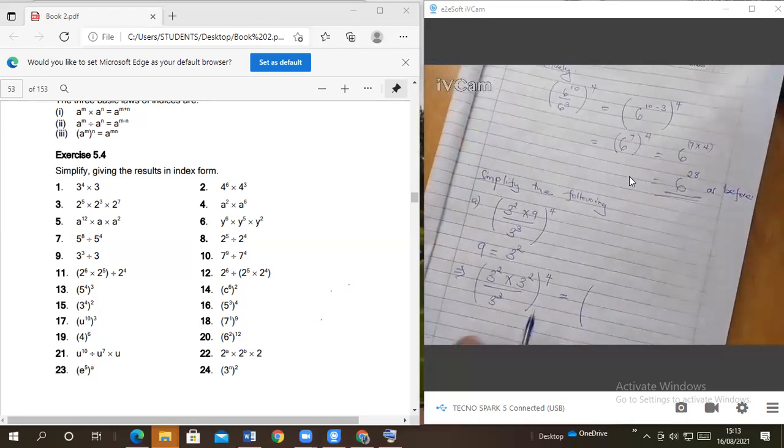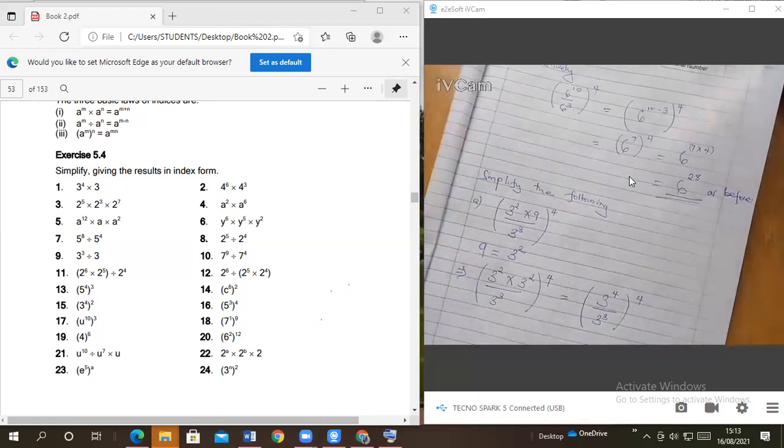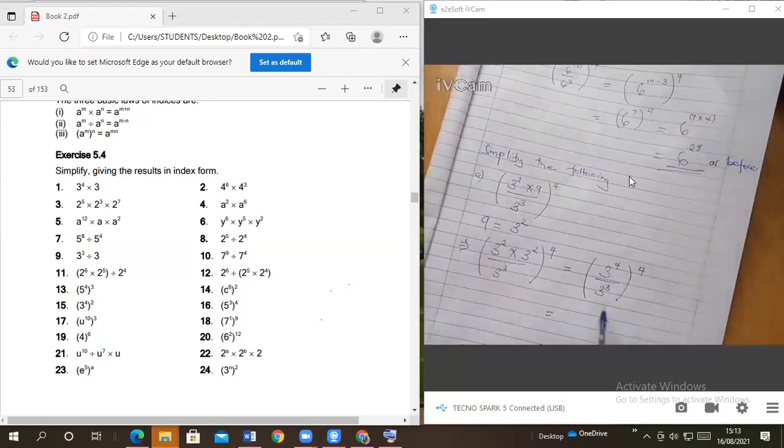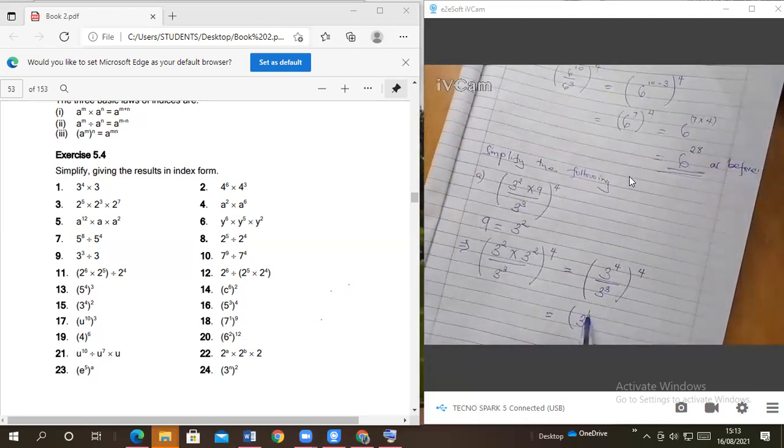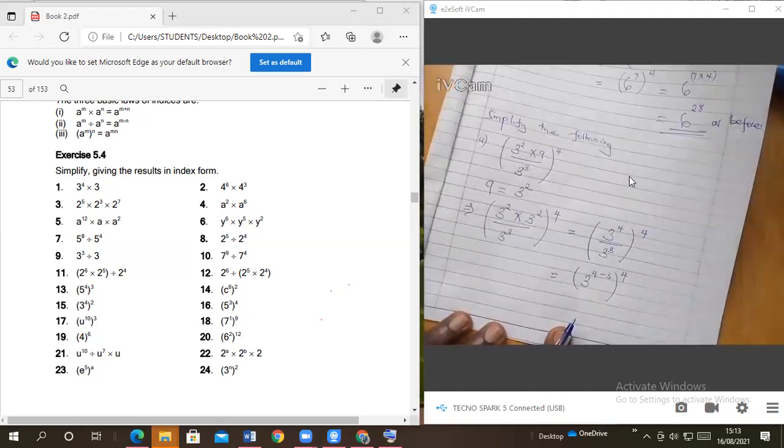Can you work out this? When you work out the numerator, what do you get? It will give us 3 to the power 4, divided by 3 to the power 3. You can first simplify this one, which will give us 3 to the power 4 minus 3, again raised to another power 4. Then this one will give us 3 to the power 1, again raised to another power 4, right?